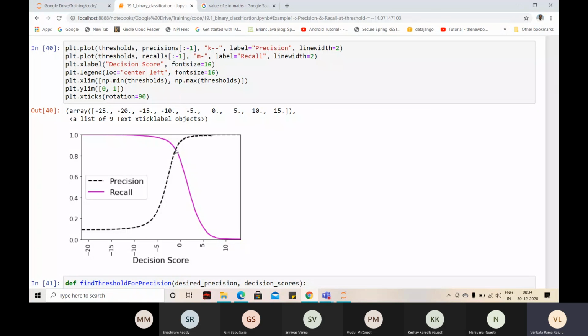So at 0, this is how it is. Maybe at -5, you have high recall, low precision, but maybe at -2 or 3, you have kind of 90% precision and maybe around 70% recall. So you should keep an eye on both. This is called the precision recall trade-off. If one increases, the other will decrease. If precision increases, recall will decrease. If recall increases, precision will decrease.